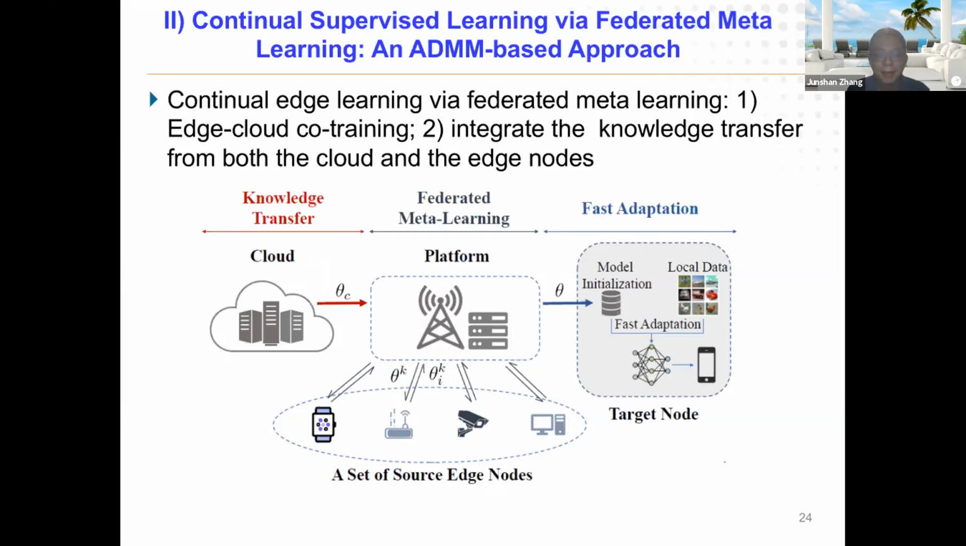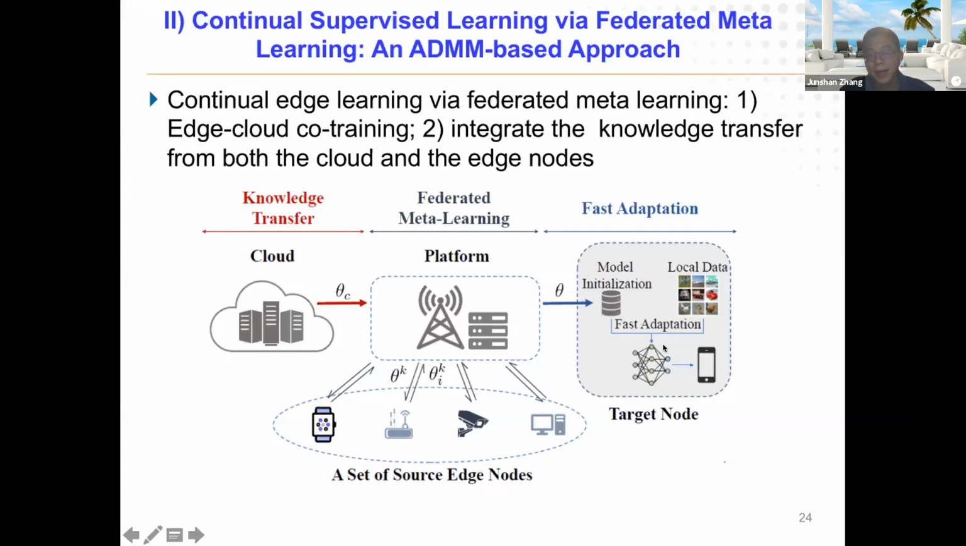And then at the edge, we have multiple devices, which we call source edge nodes. Many of them collaboratively train the model further with the help from a platform. This is the architecture of federated learning, and we use meta learning across edge devices. The federated learning takes into account the knowledge transfer from the cloud, theta c, and comes up with a good meta model, denoted by theta here, if you can see my mouse. This is used as a model initialization.